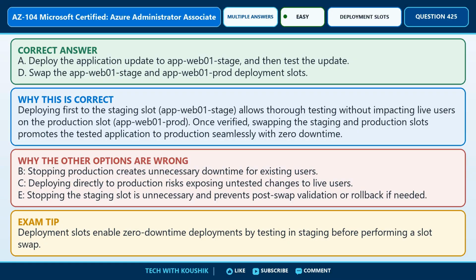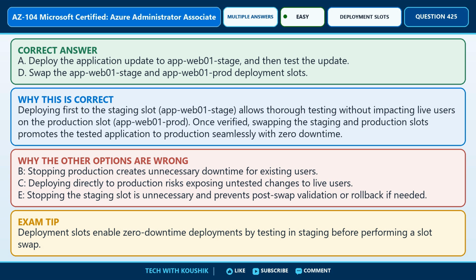Select option A. Deploy the application update to AppWeb01 stage, and then test the update, and option D. Swap the AppWeb01 stage and AppWeb01 prod deployment slots. Here is the technical justification. Deploying first to the staging slot, AppWeb01 stage, allows thorough testing without impacting live users on the production slot, AppWeb01 prod. Once verified, swapping the staging and production slots promotes the tested application to production seamlessly with zero downtime.